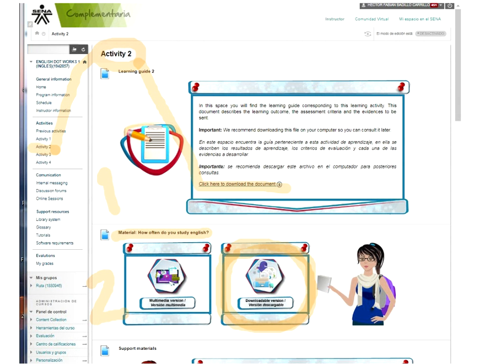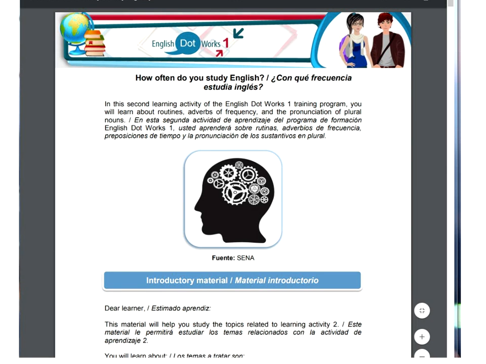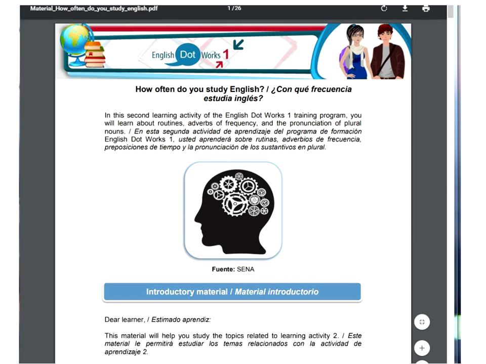Now we're going to check this material, number 2. This material. This is a PDF document. This is a very long PDF document. Okay. 26-page long document. So we're going to go very quick on this. The title is How Often Do You Study English?